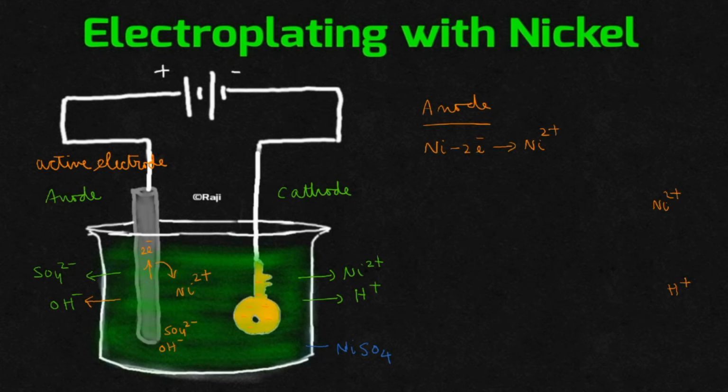As our intention is to electroplate this key with nickel, we will have to adjust the concentration of H+ ion in the solution in such a way that Ni2+ ions will get a chance to get discharged. Clear? If the H+ ion concentration in the solution is less, Ni2+ ion will get a chance to get discharged. So what will be the reaction taking place at the cathode?